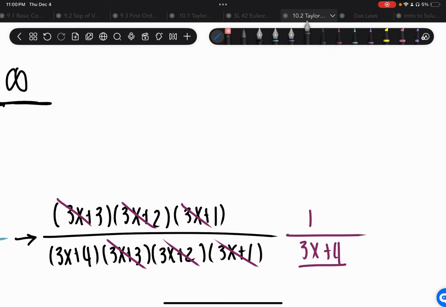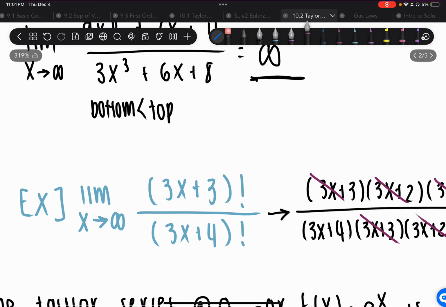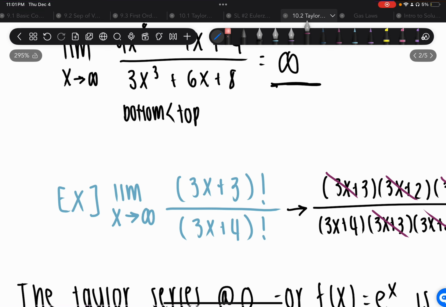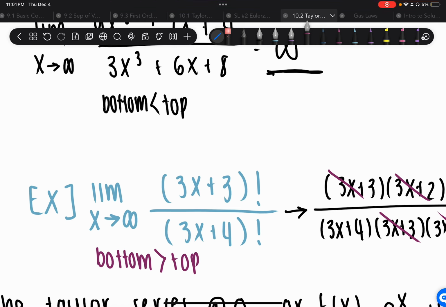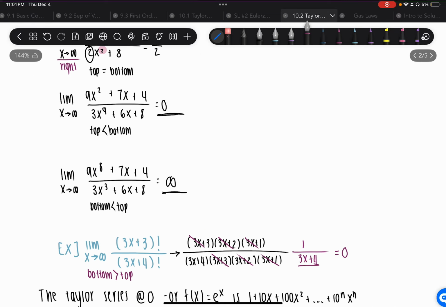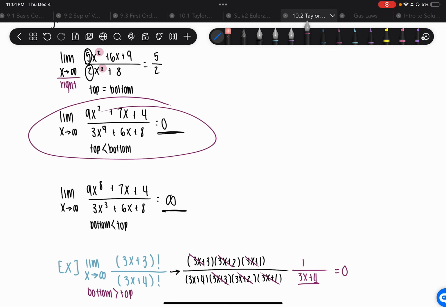When I have something left over in the numerator or denominator, that means there's an extra power in there. So this would correspond with our second scenario that we just looked at, where the bottom is greater than the top, which means we would just get an answer of 0. So this scenario is how we got our answer here.